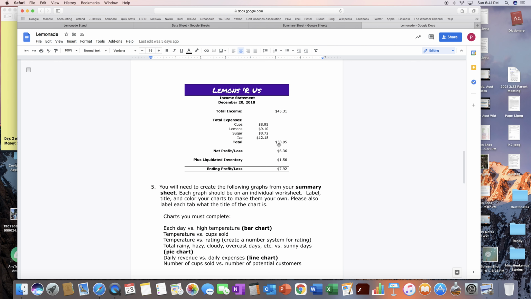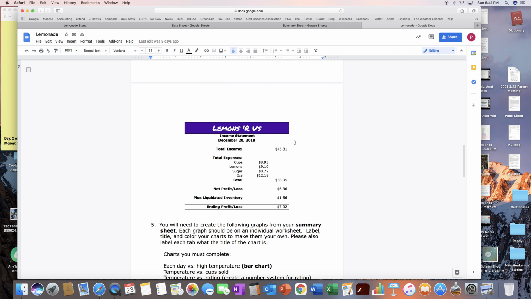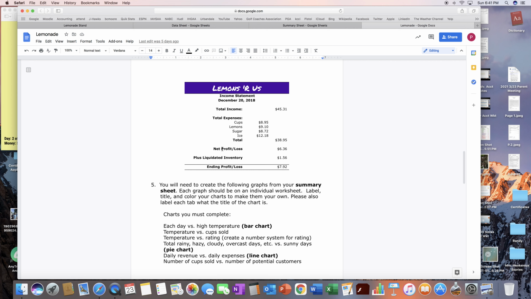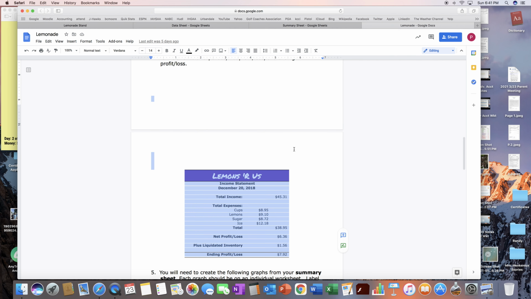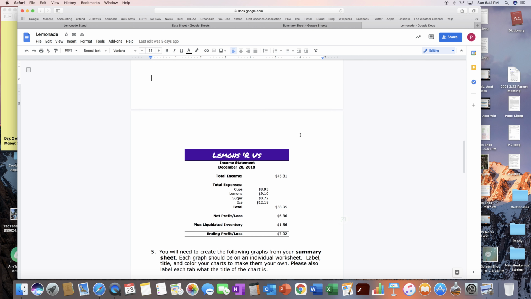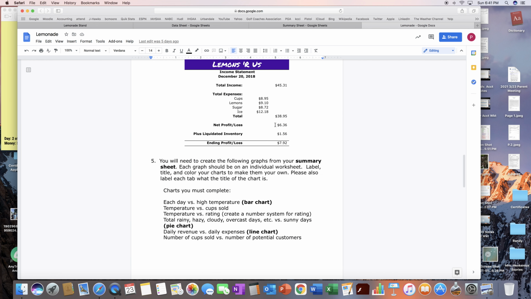And when you do that, this is an auto sum. Adding these up, you go equals the cell plus the cell plus the cell plus the cell, whatever. So this is a formula. Okay? Net profit and loss is your income minus your expenses. So this is a formula as well. It'd be this cell minus that cell, which gives you that net profit.